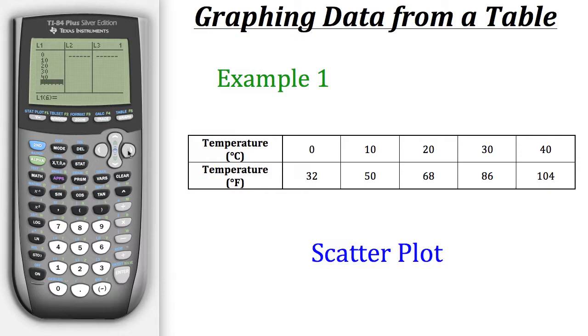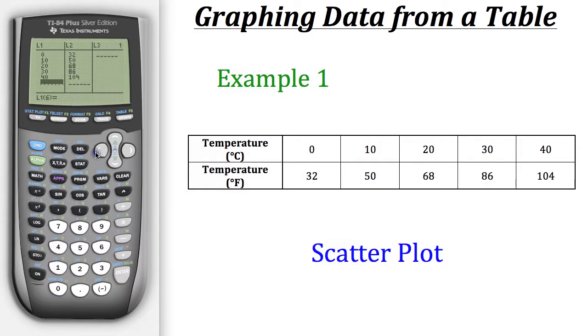And then once we're done with that, we could go over to L2 and put in our output values, or in other words, the temperatures in degrees Fahrenheit. So we'll first put in 32, because that corresponds to our input value of 0, and then we'll put in 50, and then continue on until we have all the corresponding output values.